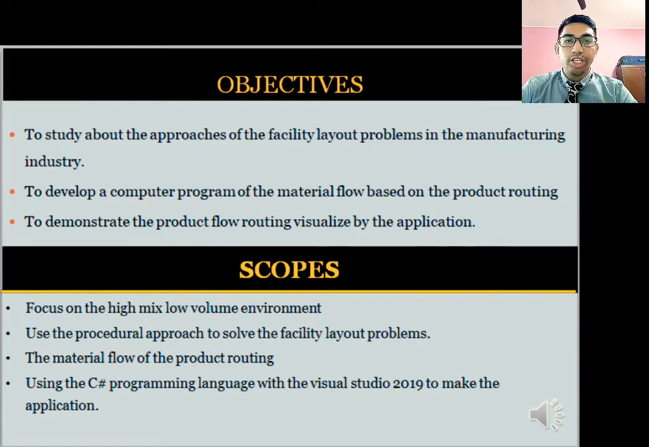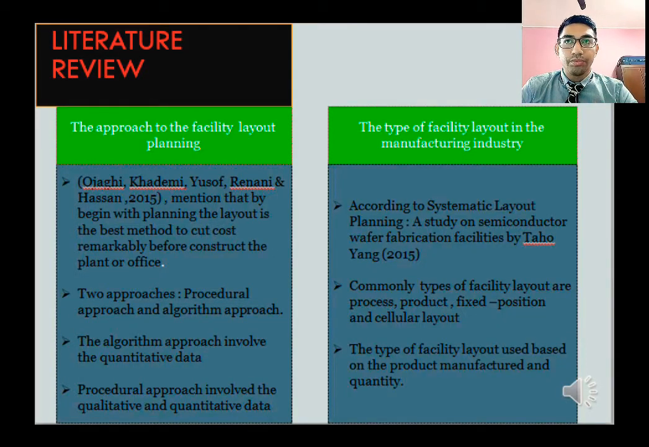Okay, now I will explain the literature review. The first literature review is about the approaches to facility layout planning. From Ojaghi, Khademi, Yusuf, Renani, and Hassan 2015, they mentioned that beginning with planning the layout is the best method to cut costs remarkably before constructing the plant or office.